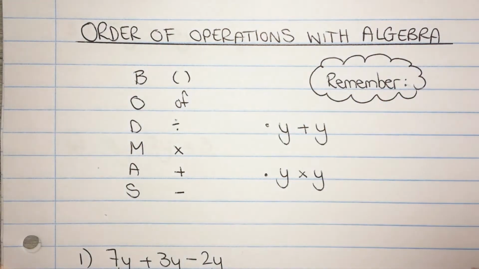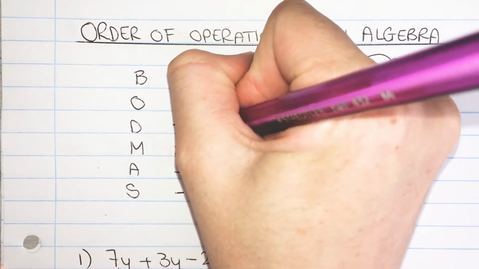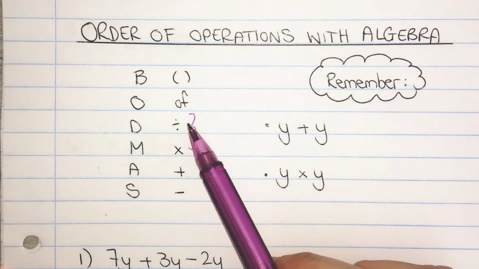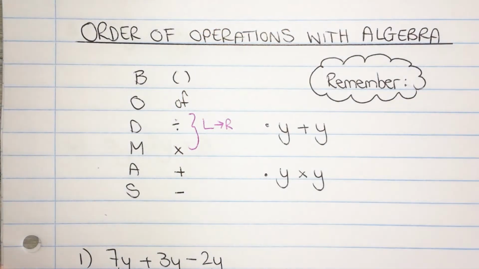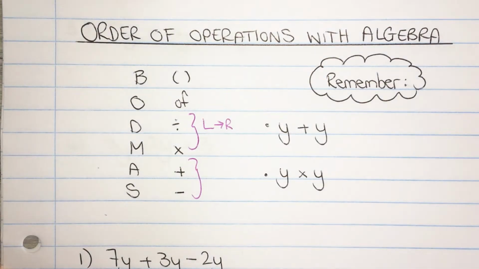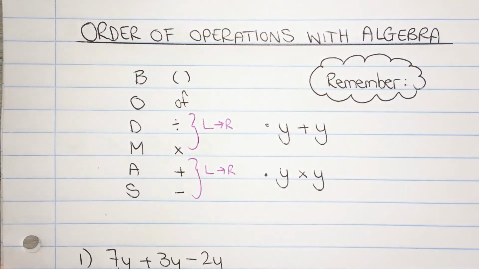If you watched Mrs. Potter's video, you will remember her saying that it does not matter which order you do the D and the M, as they are inverses of each other. So all that means is that you will work from left to right. Same as for addition and subtraction. They are also inverse operations, meaning you will just work from left to right.